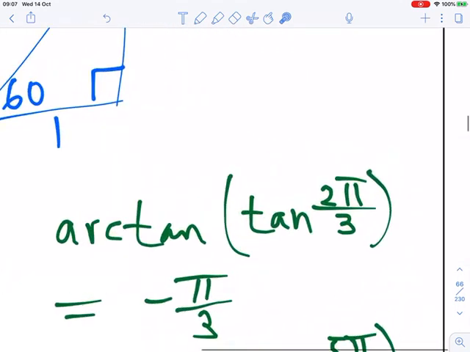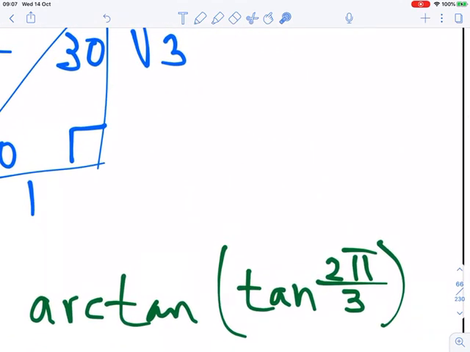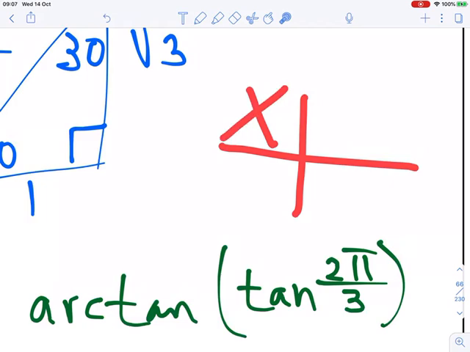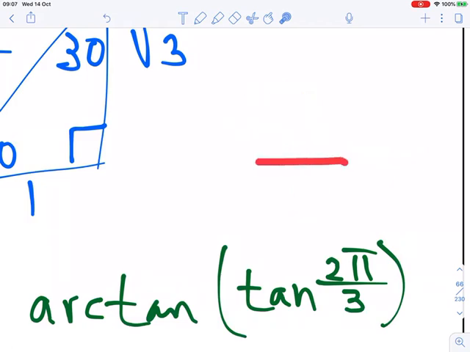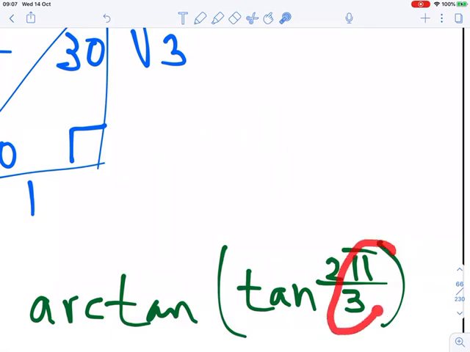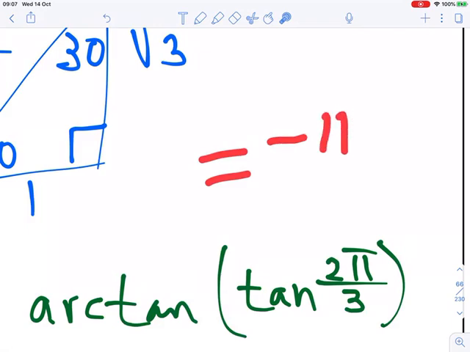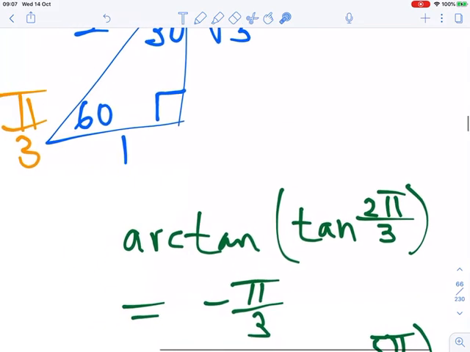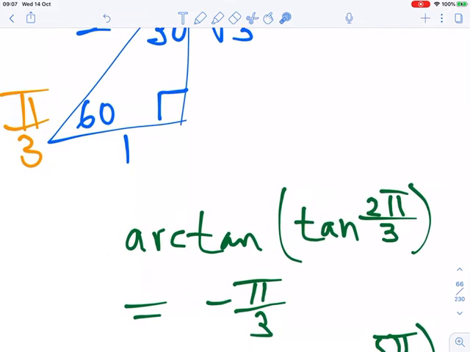Say now we had arctan tan of 2 pi over 3. So where is 2 pi over 3? 2 pi over 3 is in the second quadrant, where tan is negative. So what must I give? Negative the reference angle. What is the reference angle? It's pi over 3. So my answer should be minus pi over 3. All right, so that's why we gave the answer as minus pi over 3.